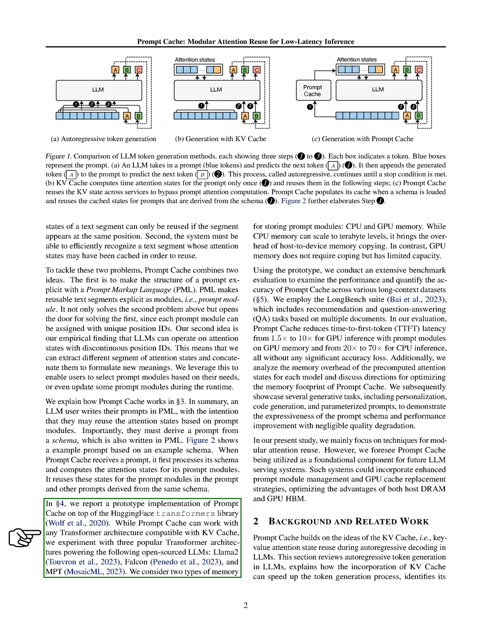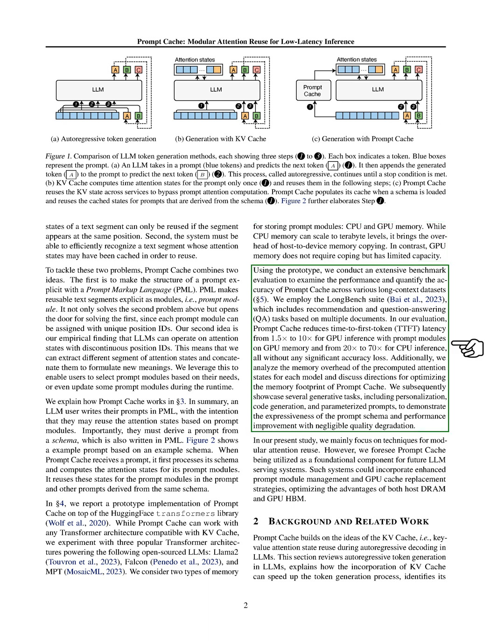We've implemented a prototype of prompt cache on top of the Hugging Face Transformers library. While prompt cache can work with any transformer architecture compatible with KV cache, we've tested it with three popular transformer architectures powering the following open-sourced LLMs: Llama 2, Falcon, and MPT. We've considered two types of memory for storing prompt modules: CPU and GPU memory. While CPU memory can scale to terabyte levels, it brings the overhead of host-to-device memory copying. In contrast, GPU memory does not require copying but has limited capacity.